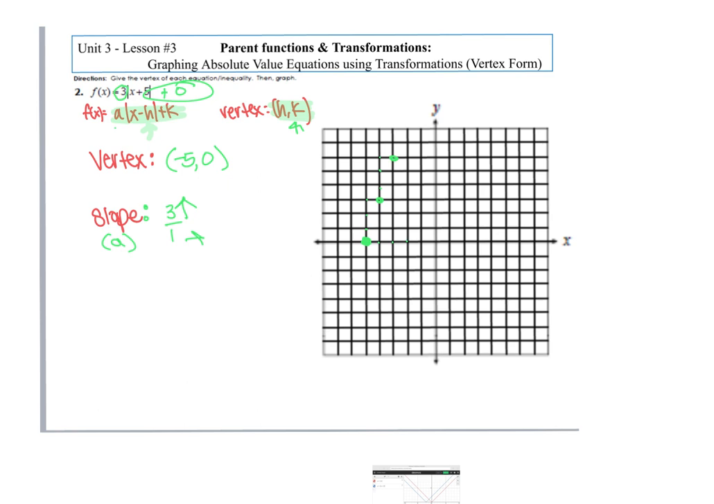And then we are going to make that symmetrical. So we're going to go on the other side to the left. We're going to go up 1, 2, 3 still, but go left 1 each time. 1, 2, 3, left 1. Okay, so now I have a nice symmetrical V, and I connect all my points. Again, pretty fast, and I didn't have to use a table of values.